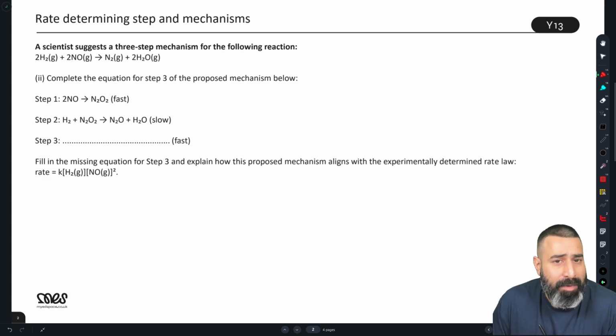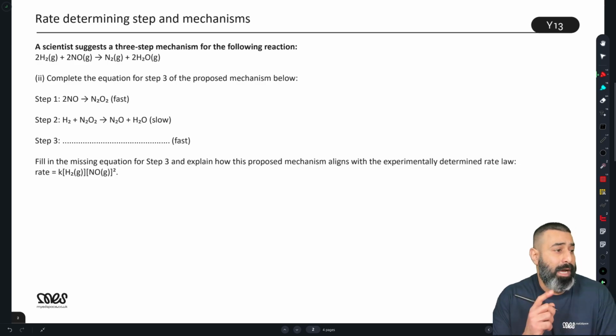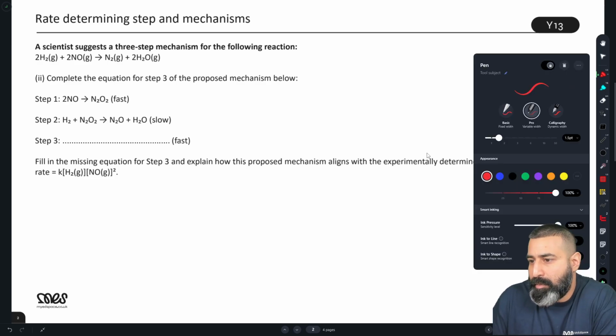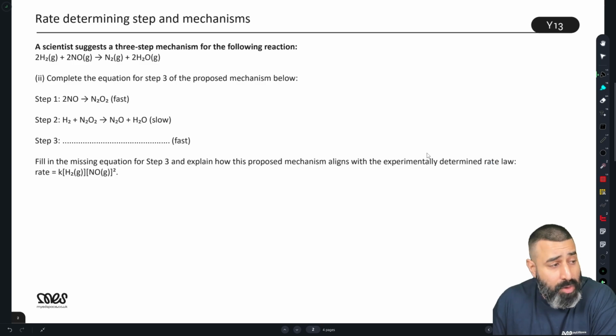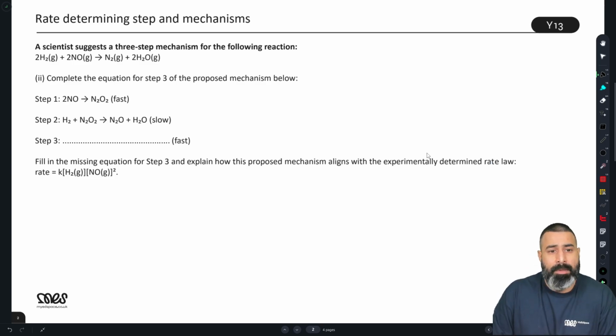We've got a rate determining step and mechanisms question. There is a reaction going on between H2 and nitrogen monoxide, making diatomic nitrogen and water. Complete the equation for step 3 of the proposed mechanism below. Now, I know people hate these, but once we get the knack of it, once we've got the hang of it, it's not too bad.